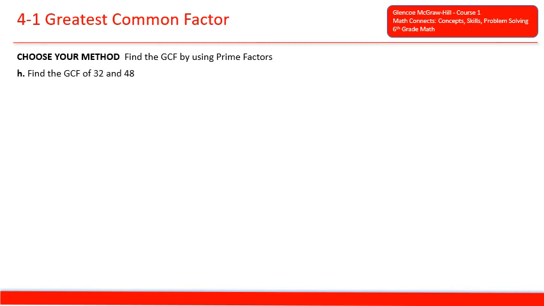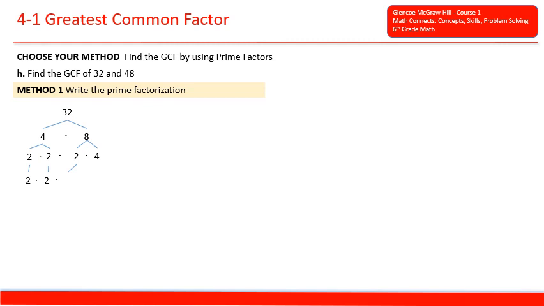Find the GCF using prime factors. Find the GCF of 32 and 48. Method 1, we're going to factor 32, 4 times 8. Factor 4, 2 times 2. Then we'll factor 8, 2 times 4. We'll bring the 2's down. Then we'll factor 4. So we have a whole lot of 2's there.